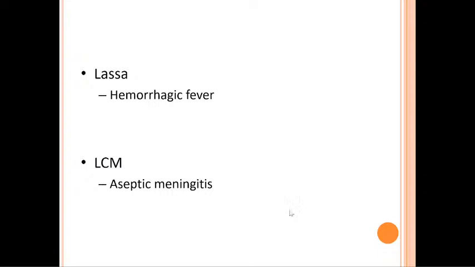hindi na activate yung neutrophils at saka monocytes. Ibig sabihin, it's not viral, it's not fungal, it's not parasitic. But what is affected is lymphocytes, lymphocytic choriomeningitis. Okay? Or lymphotropic choriomeningitis virus, LCM virus.